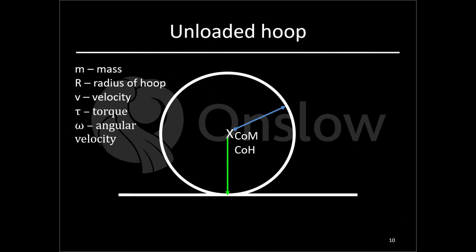This is a force diagram of an unloaded hoop. The blue arrow is the radius and the green is the weight force. The center of mass has a linear velocity, which is equal to the radius of the hoop multiplied by the angular velocity. And there's also the angular velocity of the hoop.